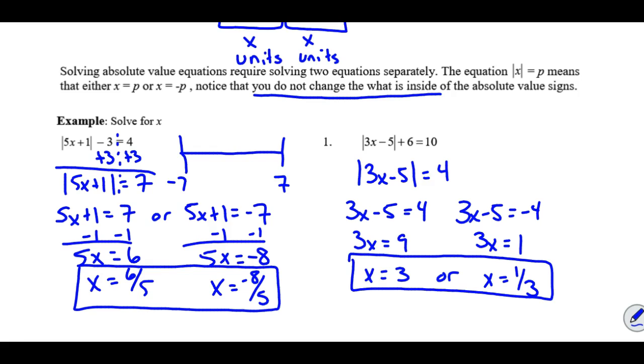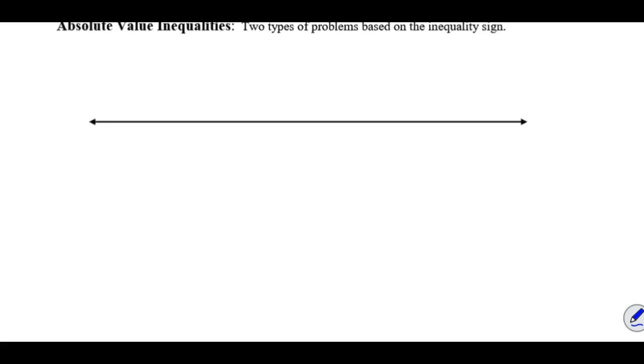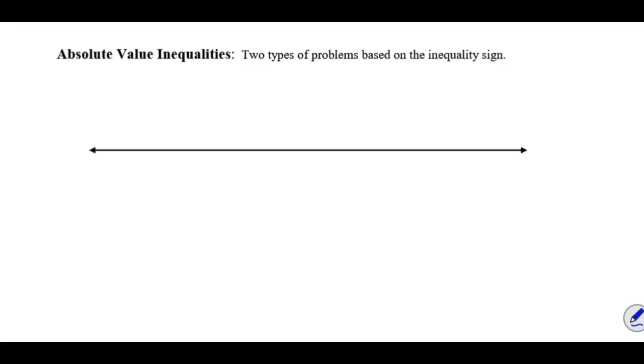And this should pretty much be a nice review for absolute value equations, which you should have seen and remembered from previous classes. What's going to be kind of new here is we're going to talk about absolute value inequalities. So on an absolute value inequality, we have the same idea. If I say that the absolute value of x equals 9, then I have two possibilities: x is negative 9, or x is positive 9. Again, we'll throw a 0 here in the center.